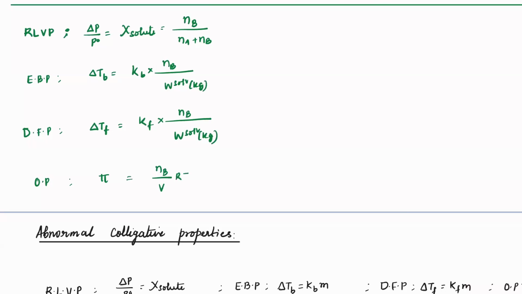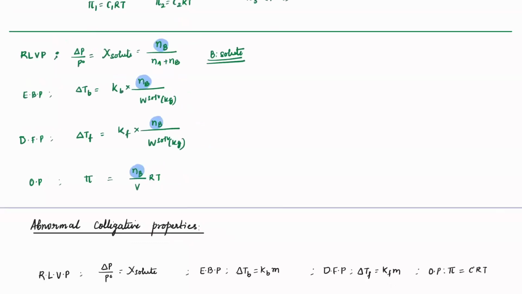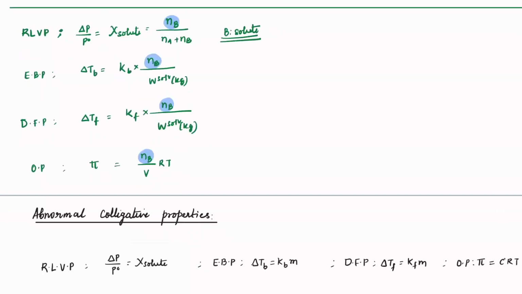So notice one thing here. They all are directly related to the number of particles that you are adding. B is a solute particle here. So if B is solute, you can see all of these are directly proportional. This is the whole point of identifying these four parameters. Got it?